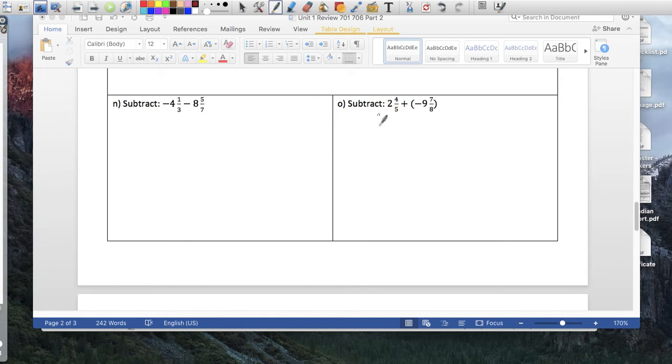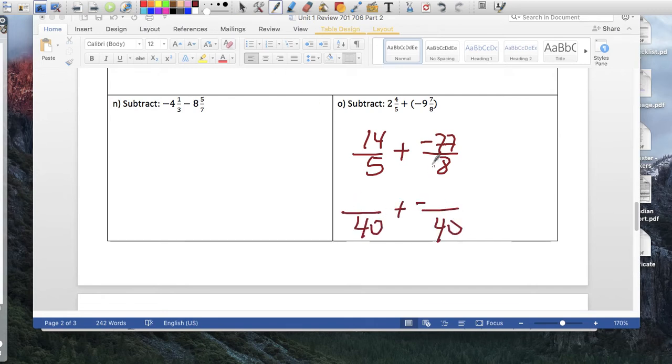Again, 5 times 2 is 10. 14 over 5 plus 8 times 9 is 72. Negative 77 over 8. LCM is 40, right? Plus something over 40, but negative. 8 times 14 is 2, 112. 5 times 77, right? Because it's 8 times 5, so times 5 is 35, 385.